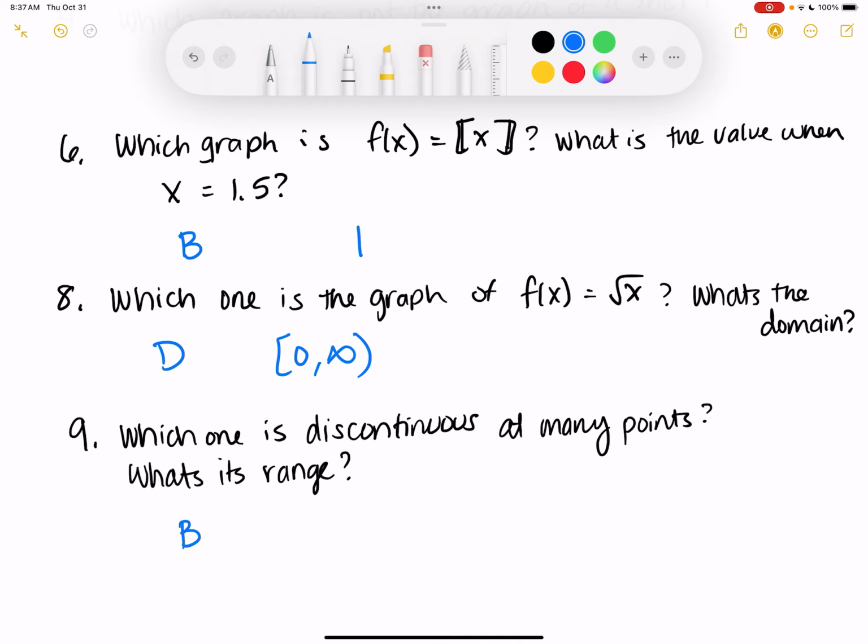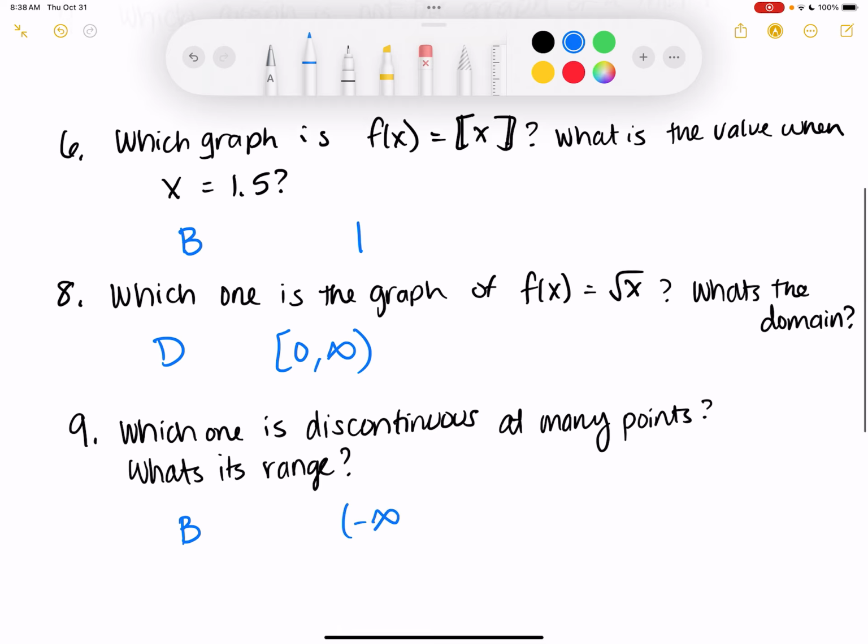And what would the range of that be? So what y values does that graph take on? And keep in mind, they're only showing you part of the graph. Negative infinity to infinity. Yep, negative infinity to infinity. You could also write it as the fancy R, all real numbers.